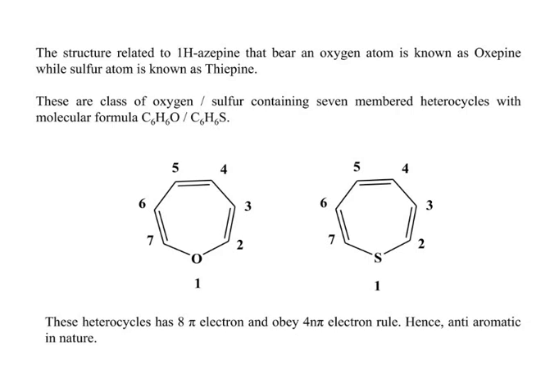These are a class of oxygen and sulfur containing 7-membered heterocycles with molecular formula C6H6O and C6H6S. These heterocycles have 8 pi electrons and obey the 4n pi electrons rule, hence anti-aromatic in nature. For multiple choice questions, this is very important. Oxepine and thiepine.